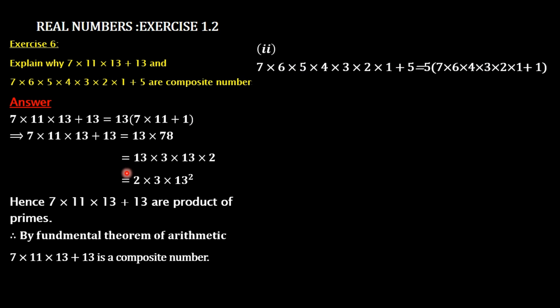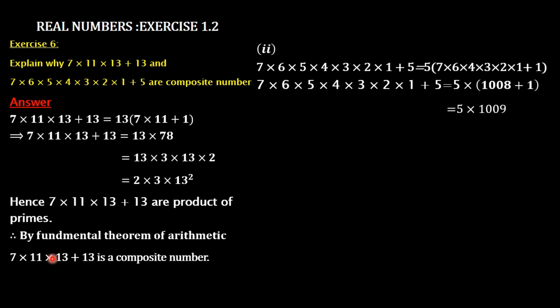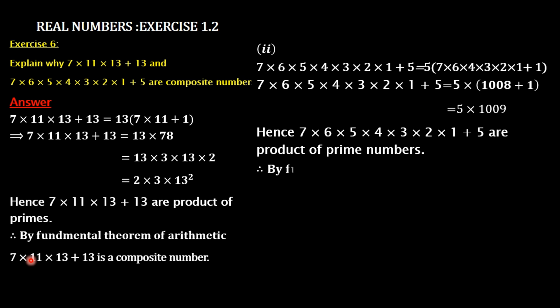Then, by multiplying and adding, we will get 5 into 1008 plus 1. Then what is 5 into 1008 plus 1? 5 into 1009. Here, 5 is a prime number, 1009 is a prime number. So what can we conclude? This number also can be represented as a product of primes. Hence, by the fundamental theorem of arithmetic, we can conclude our result.